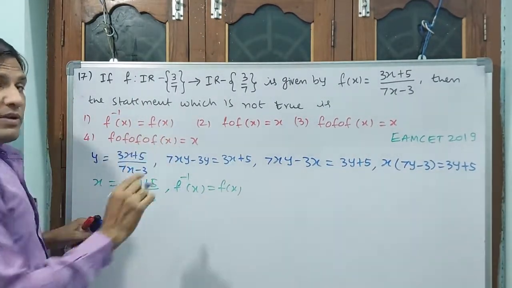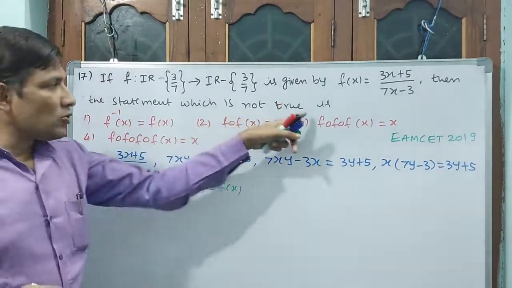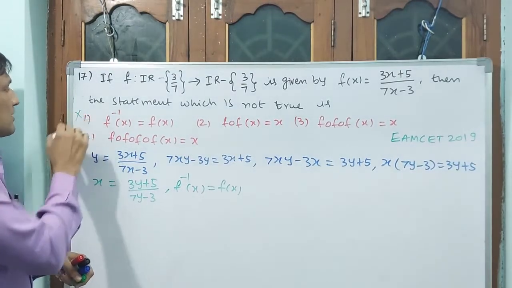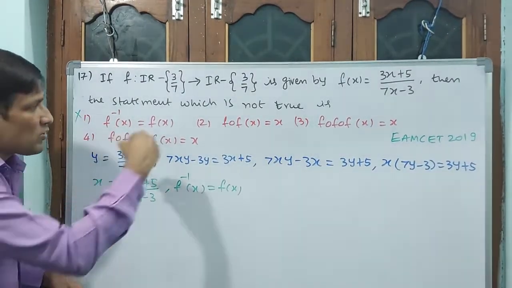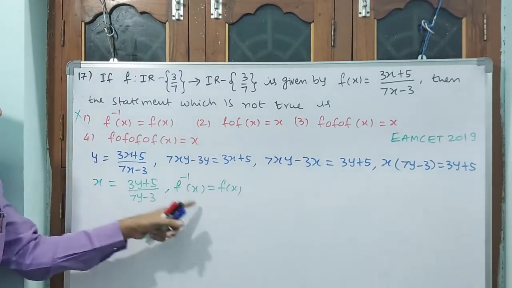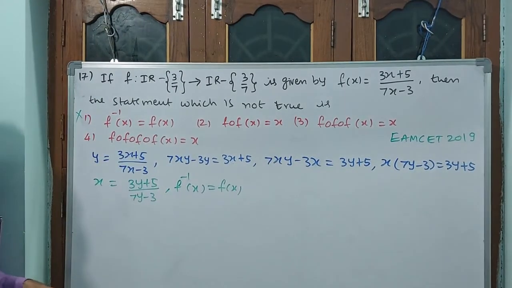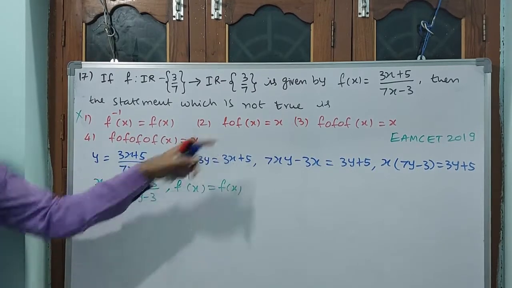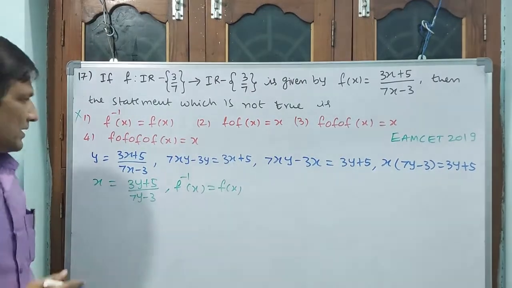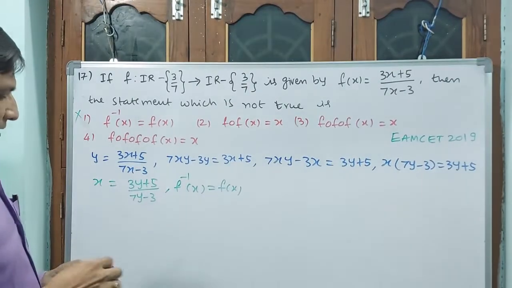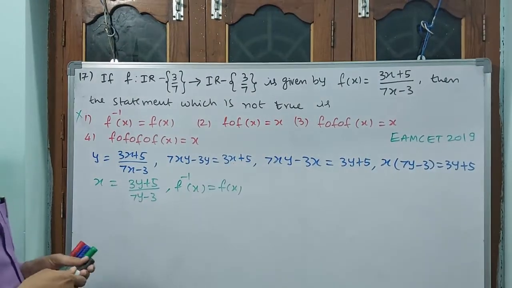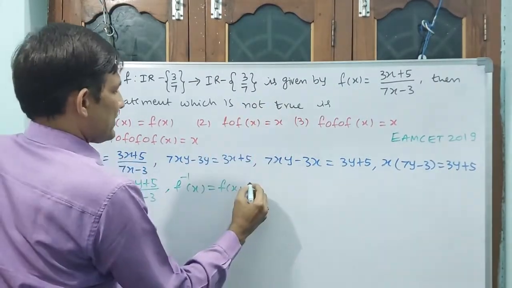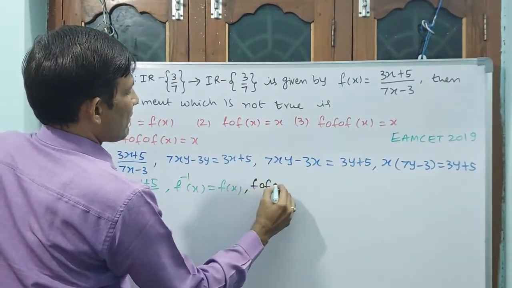This is true. That means, see, which is not true they are asking. That means this is true. If it is true, you have to cross mark it. Not true means you have to tick. This is true. Okay? Don't tick mark, cross mark it. This is not our option. Then go for f of f of x. Write down f of f of x. How to do it? F of f of x I am doing this here.